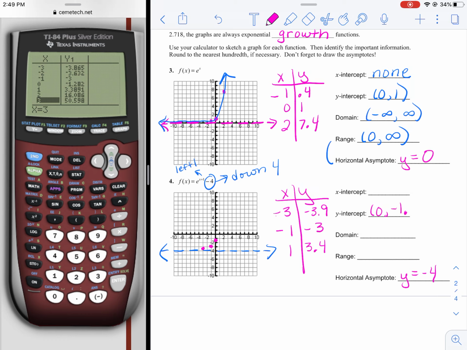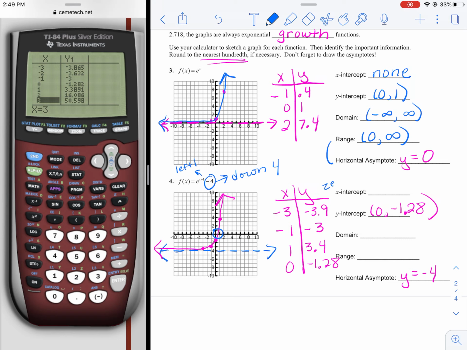So your y-intercept is 0, -1.28. It says to round to the nearest hundredth if necessary. So I should have put that on there. 0, -1.28, and then I had 1, 3.4, so I'll stick that on there. These points are enough to make a nice smooth curve. We get the general shape. The table also has the y-intercept 0, -1.28.